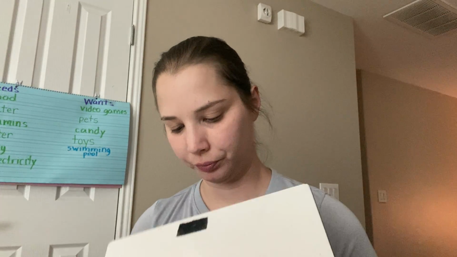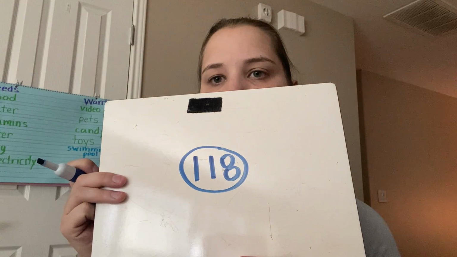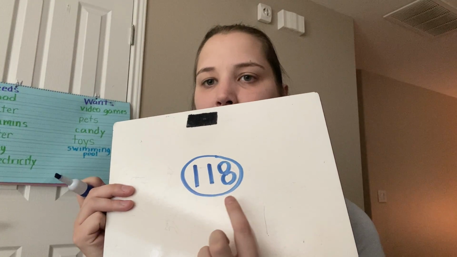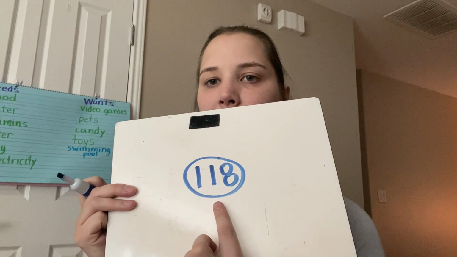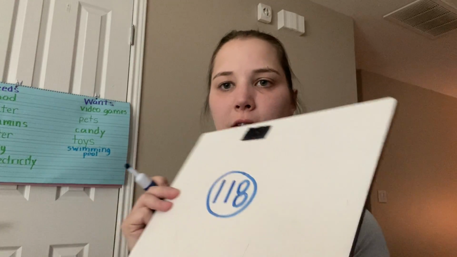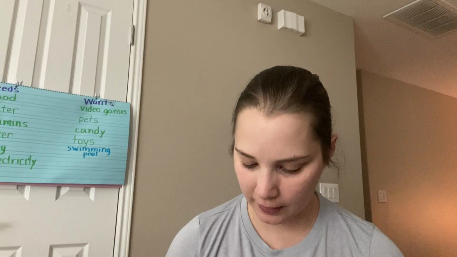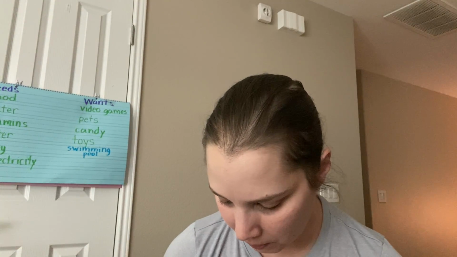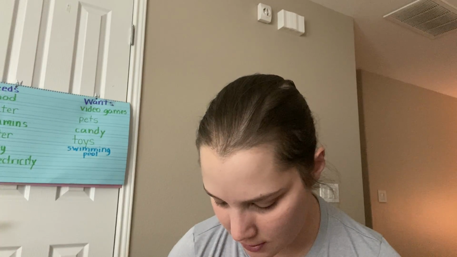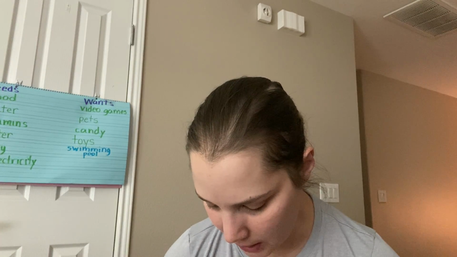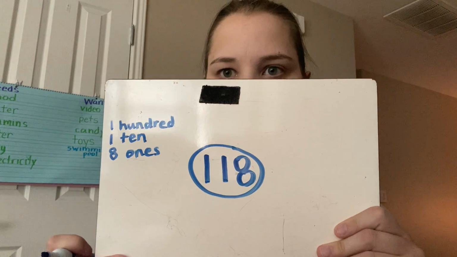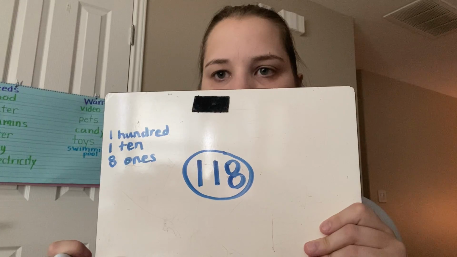Somebody might say, oh, it's 100, 110, and 8 ones, because we know that this is the ones place, this is the tens place, and this is the hundreds place. So they would write 100, 110, and 8 ones, just like that. So we could do that.